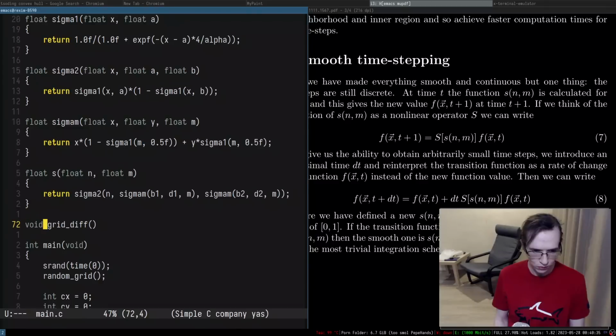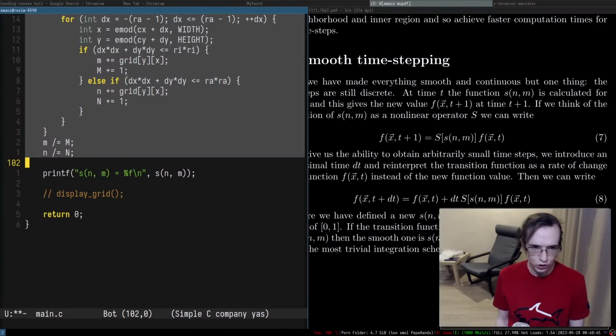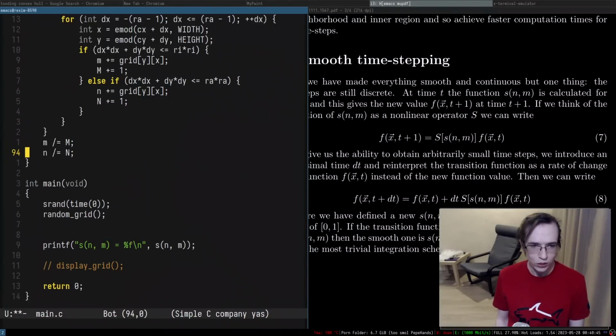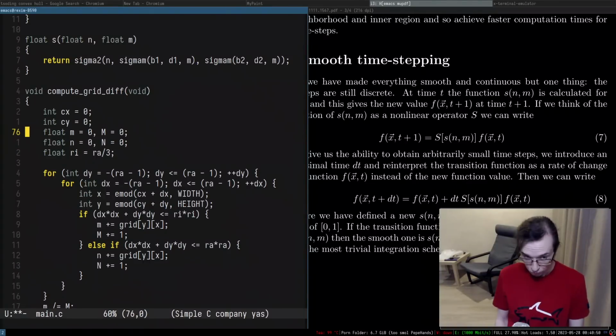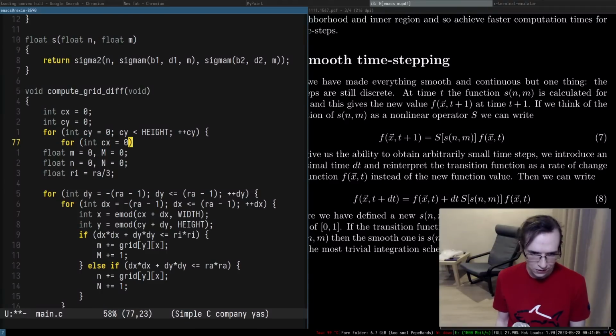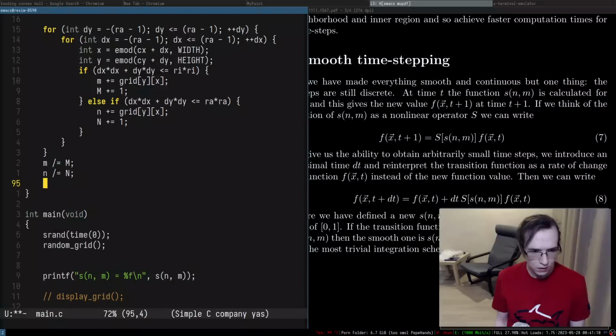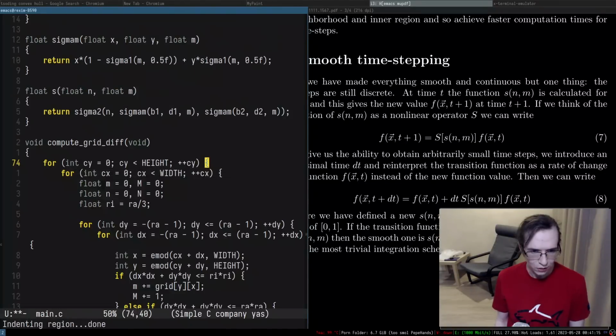So this is going to be grid diff, and we can say compute grid diff. In here, we need to do this entire thing for each individual point. So we're going to wrap this in a loop. The parameters of the loop are going to be cx and cy. So we're going to do int cy 0, cy less than height. That's the first layer of the loop. And then cx less than width, plus plus cx. There we go. So I'm going to close this entire loop completely.